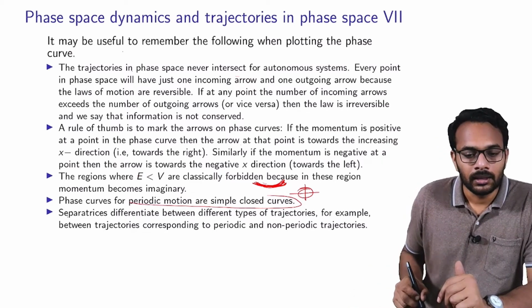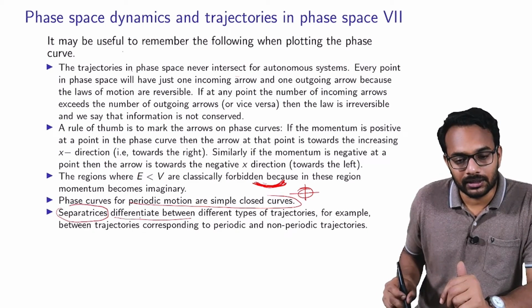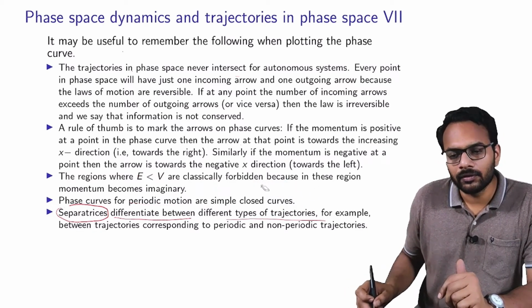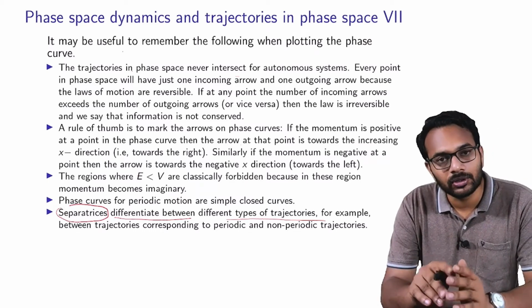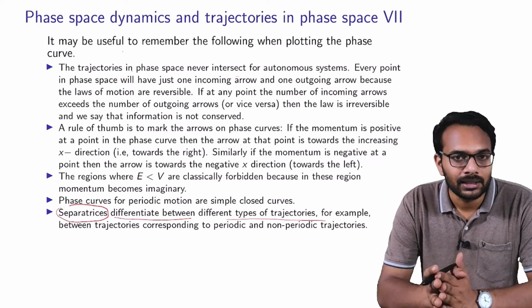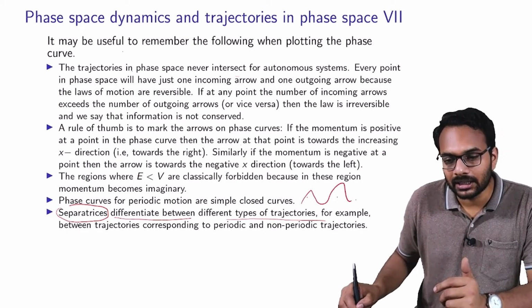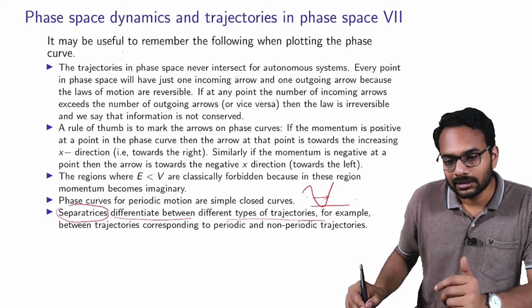Now there is a term called separatrix. Separatrices differentiate between different types of trajectories. For example, for the same system, there can be trajectories which are periodic, which are closed, and there can be trajectories which are open, depending on the potential energy at a given point. If you have a potential energy curve like this, within this region it's closed, it just keeps going like that.